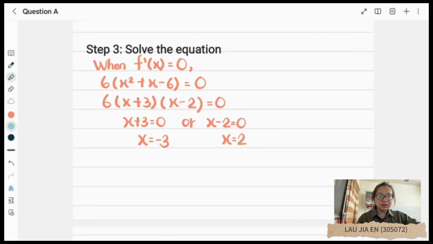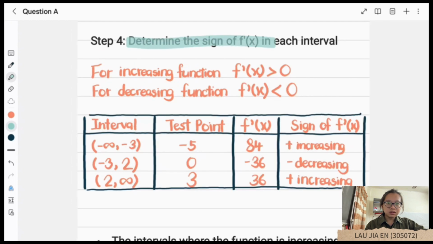After that, we need to solve the equation. Let f'(x) = 0 to find the value of x. We factorize the equation and we get x = -3 and x = 2. Now we need to determine the sign of f'(x) in each interval. We know that for an increasing function, f'(x) will be more than 0, while for a decreasing function, f'(x) will be less than 0.